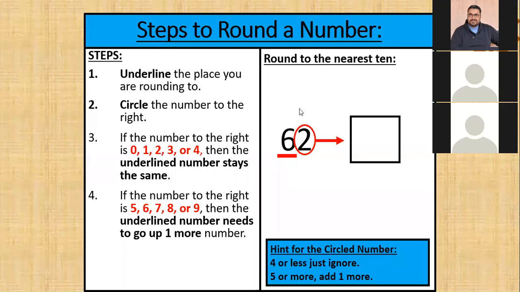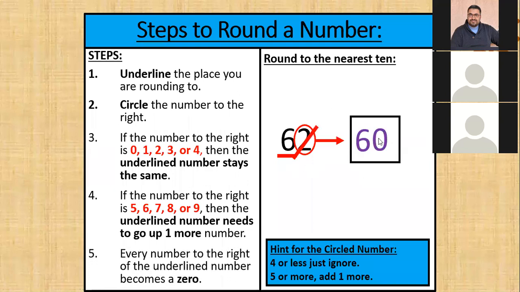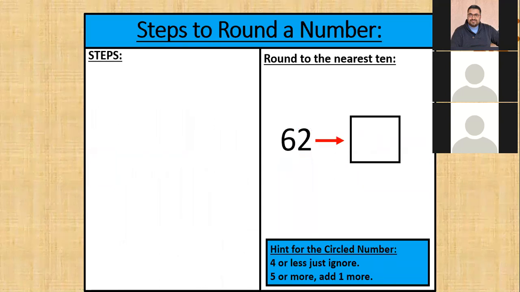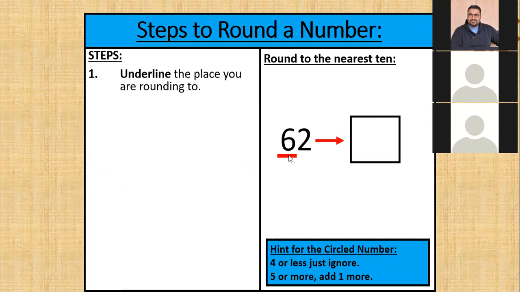So what we are going to do, we will write 6 here in the answer and cancel 2 and put 0. From the beginning, first step, put a line under 6. Why will we put a line under 6 and not under 2? Because here we want to round to the nearest 10. When we want to round to the nearest 10, we put a line under the 10th place. The number in the 10th place is 6, so we put a line under 6. It will be step number 1.